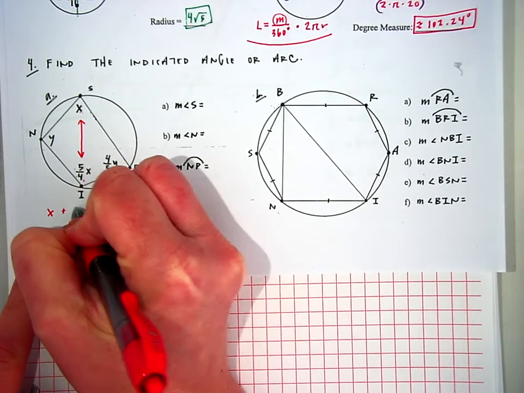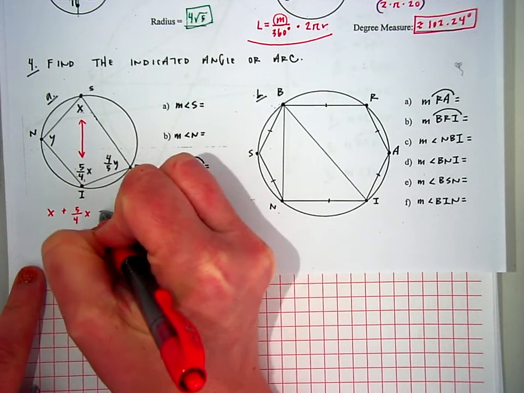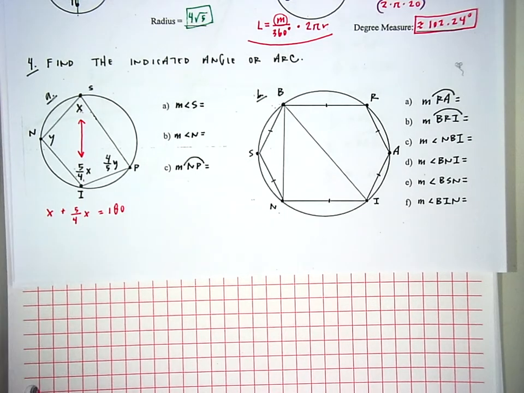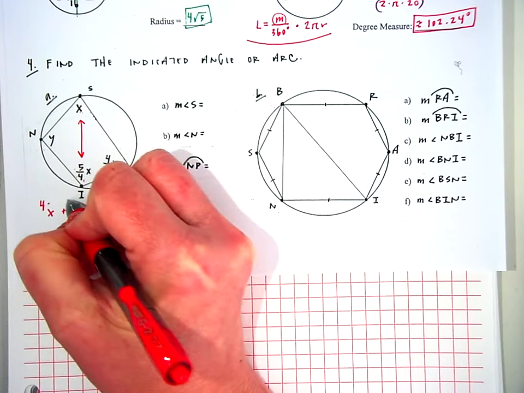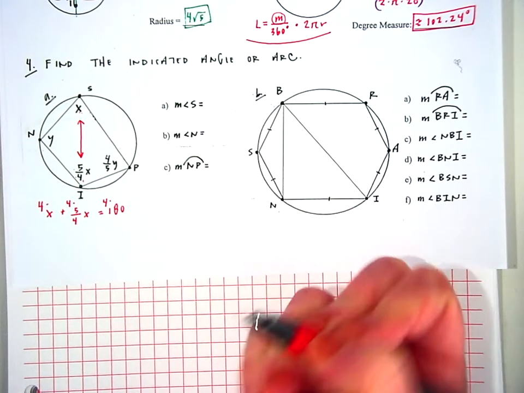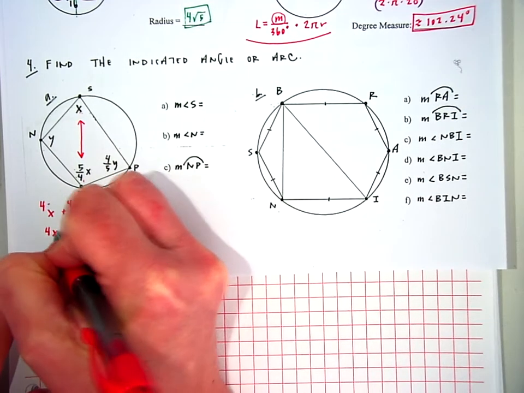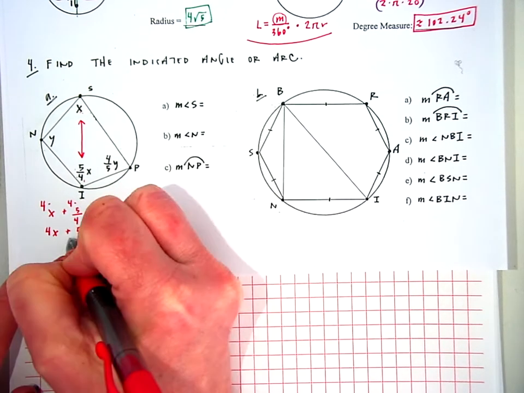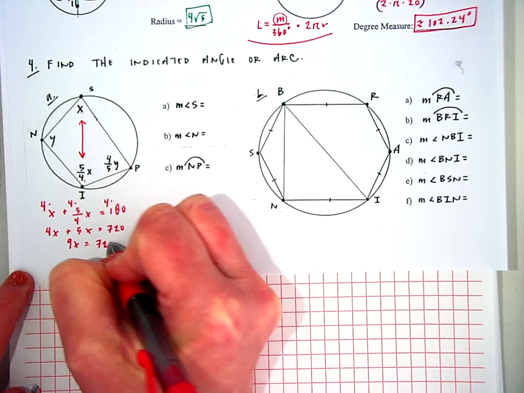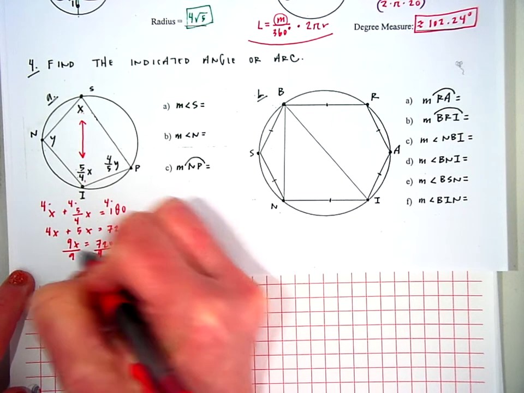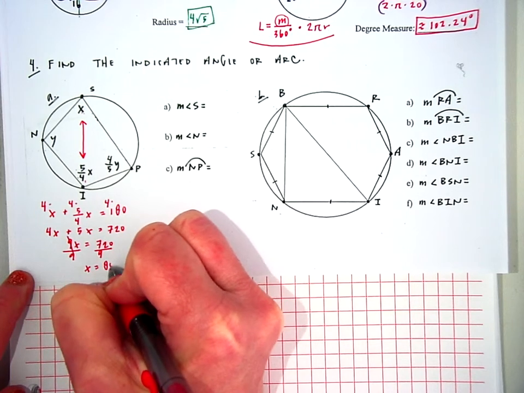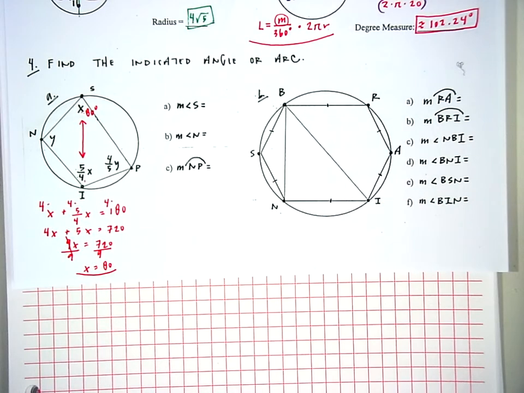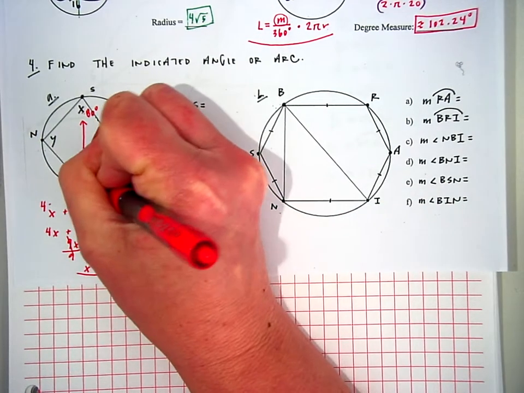I know that x plus 5/4 of x will equal 180. Okay, and then, well, I want to clear my fraction, so I want to multiply every single term by 4. What I do to one, I do to all of them to keep the balance of my equation. So I really have 4x plus 5x equals 720. So now I have 9x equals 720. Divide by 9, and I get 80 for x. So I have 80 degrees right here. 5/4 of 80 will be 100 over here.